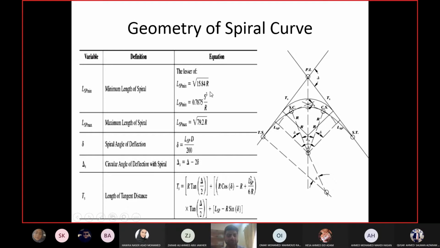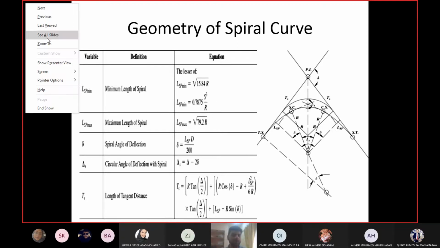For LSP, I have three equations: two for the minimum and one for the maximum. Let us proceed with the calculation of the length of the spiral curve. So give me the value of the spiral curve using each of these three equations. I will write down the values here for you.